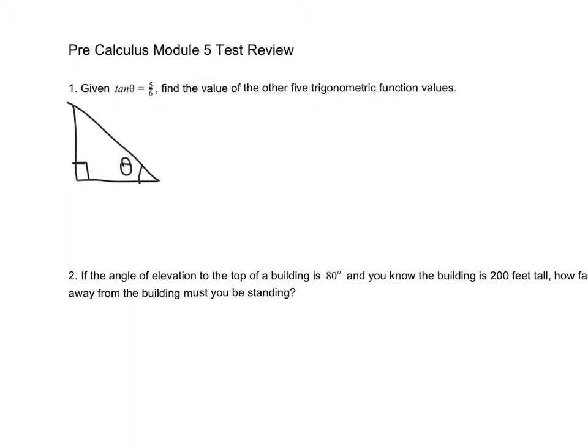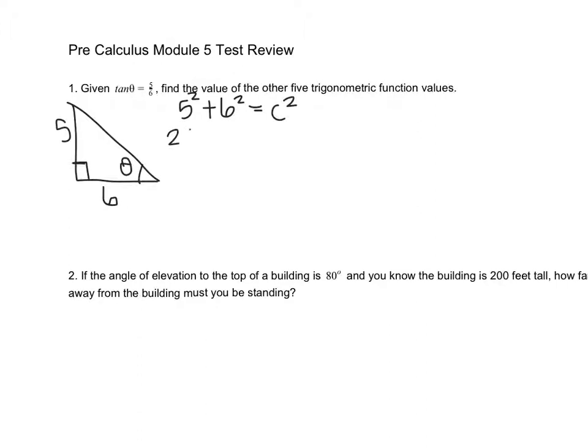So we know tangent is 5/6. And if you remember, tangent is opposite over adjacent, which means we know our opposite side is 5 and our adjacent side is 6. In order to find our other 5 trig function values, we're going to need to know the hypotenuse. So we're going to have to use the Pythagorean theorem. So we know 5 squared plus 6 squared is going to equal c squared.